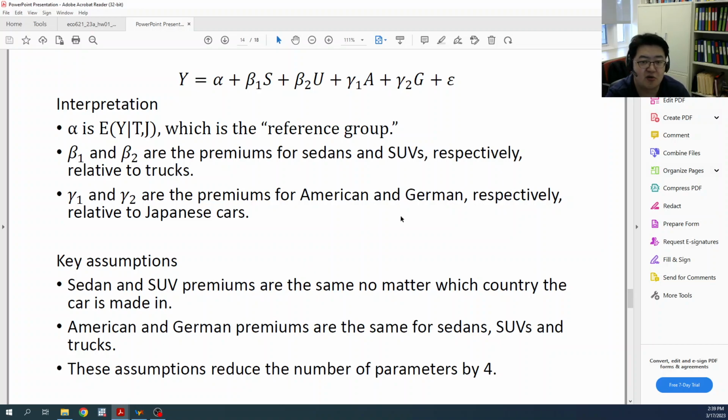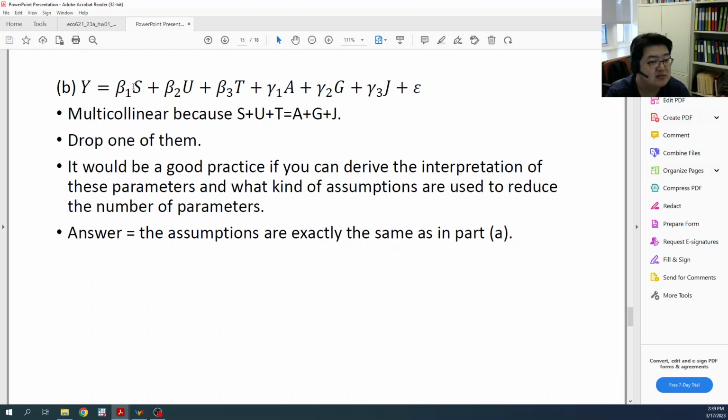So that's what I'm saying here. And part B, here same, like here the multicollinearity without intercept coming from S plus U plus T equals A plus G plus J. So this is the multicollinearity problem. So we have to drop one of them. Like you don't need to drop 2 because already you dropped the intercept. So now you have to drop one more. And then the interpretation is more complicated. You have to see. It's your practice. I will leave it to your practice. So you can try what kind of assumptions are made and what is the interpretations of those parameters. If, for example, you drop J or drop T, you should be able to do that.